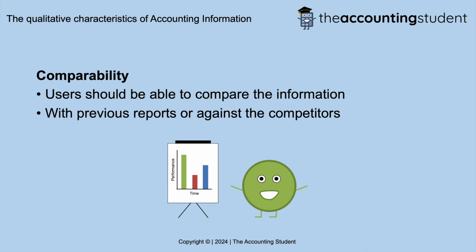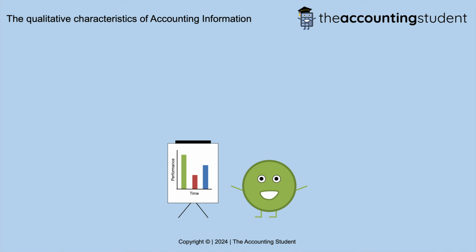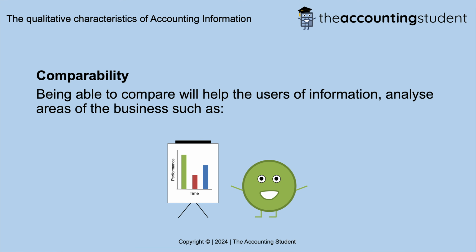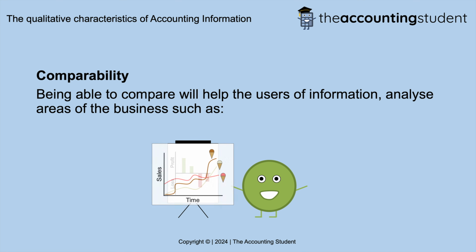For the example with our friend Gren and the ice cream van business, being able to compare will help the users of the accounting information analyse areas of the business, such as comparing the performance of Gren's business to another ice cream van business, looking at the performance of the business from one year to another, or looking at the trend of sales of different ice cream flavours.